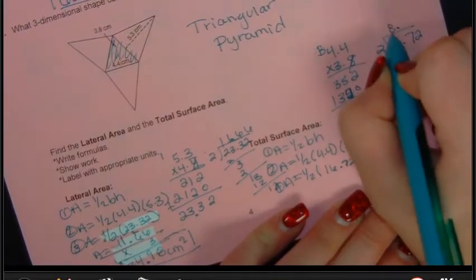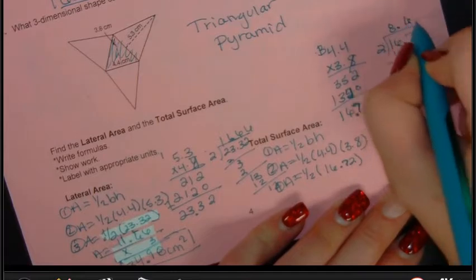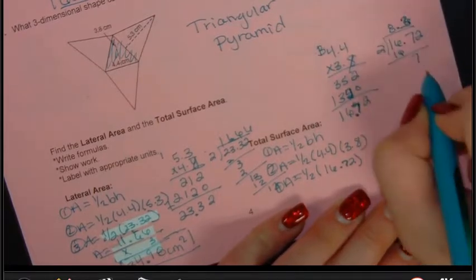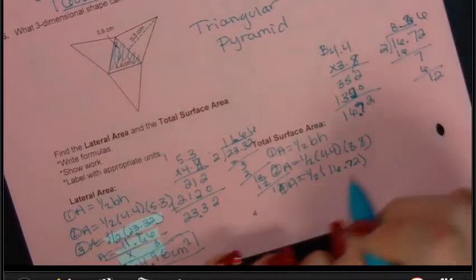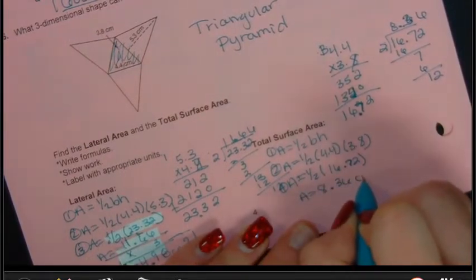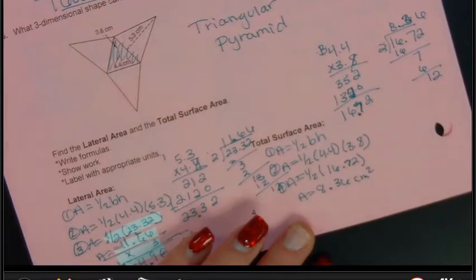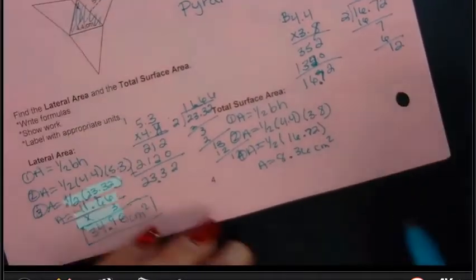2 can go into 16, 8 full times. Bring down the 7. 2 can go into 7, 3 times to get me 6. And then 2 can go into 12, 6 times to have an area of 8.36 centimeters squared. Now, that's just the area of my base. I need to add these 2 areas up together.